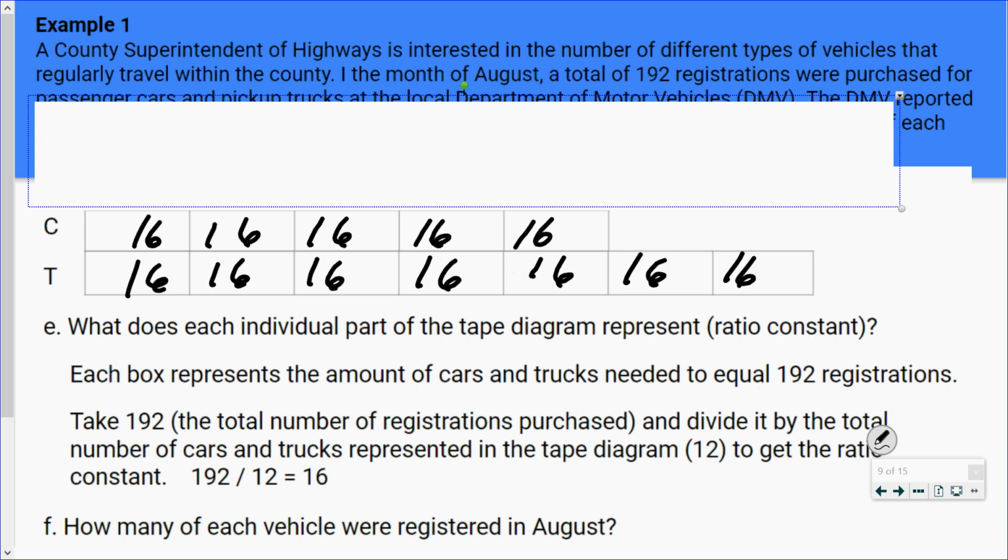Yes, Bennett. Say that again? Right. But how many, add these up, tell me how many cars, and then add these up and tell me how many trucks. That's the answer that I want. I know it ends up 192. But they're asking you how many cars and how many trucks. Yes, Brooklyn. There is 48 cars and 64 trucks.